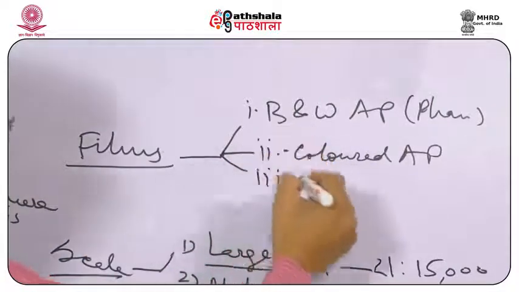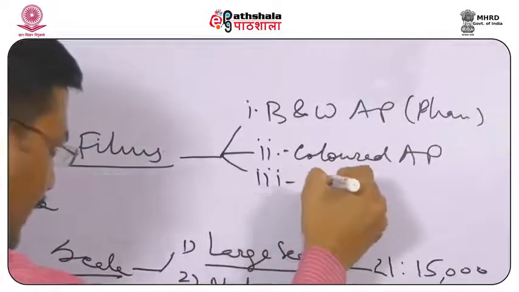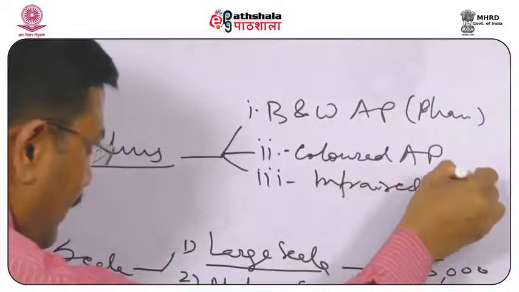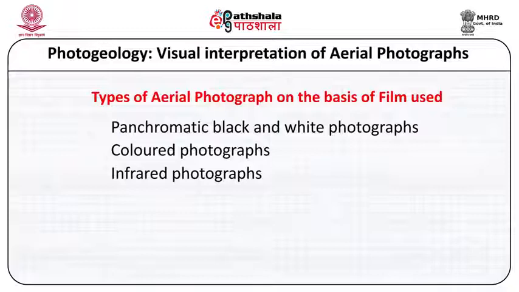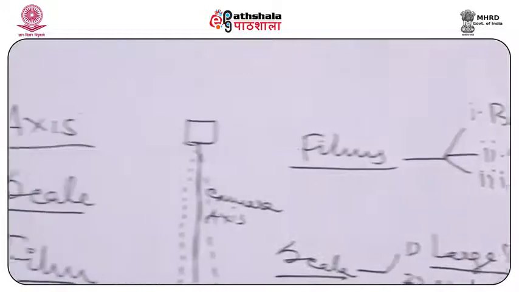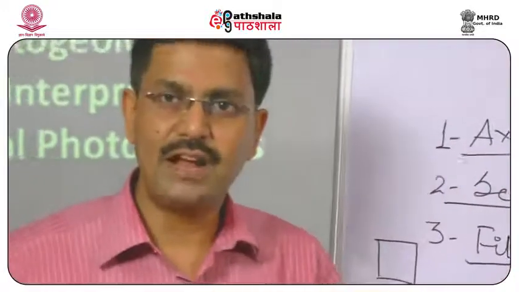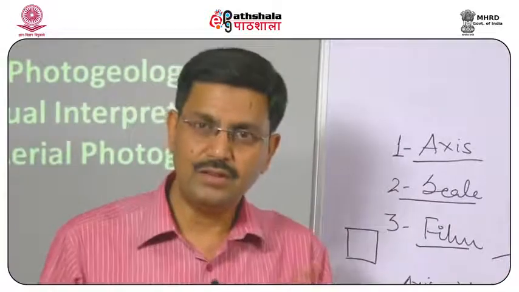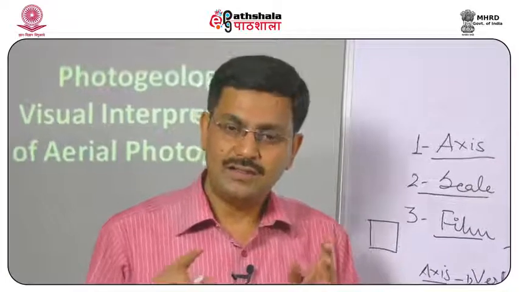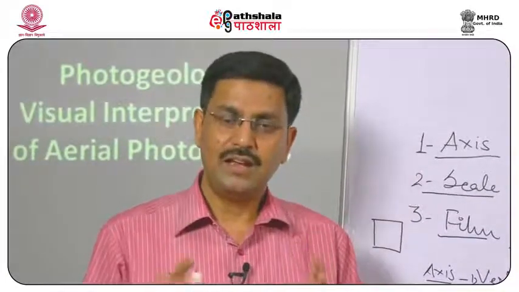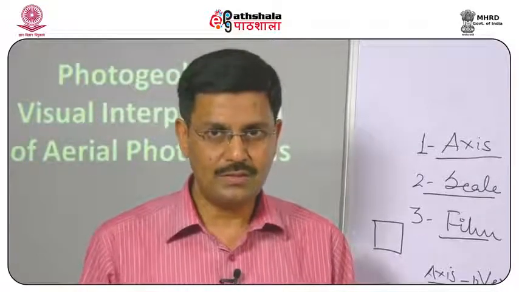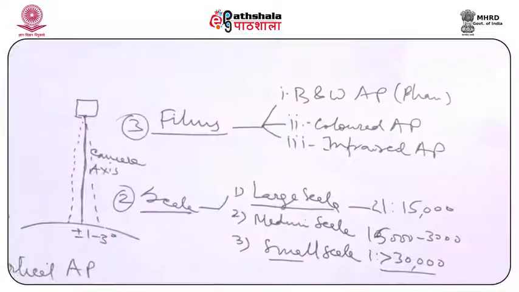is the infrared aerial photograph. So that means based on the film which we use in the aerial photograph, we can classify aerial photograph into number 1 black and white aerial photograph, second is color aerial photograph. These two you understand easily and better. But infrared photograph, let me tell you, is the photograph which is taken in the infrared region of the electromagnetic spectrum, which you must have studied in the remote sensing satellite data.